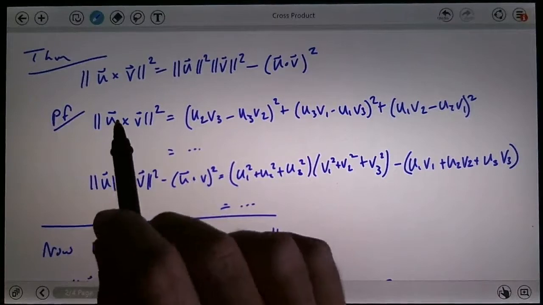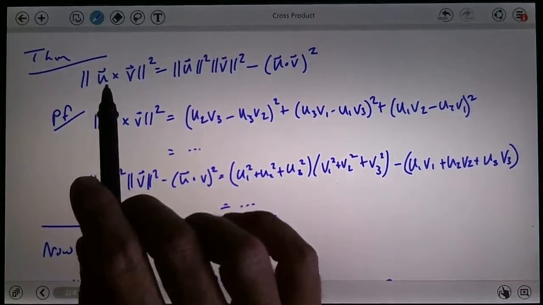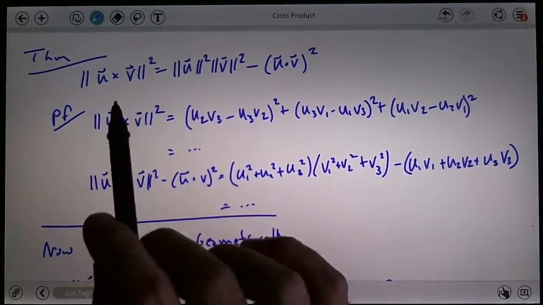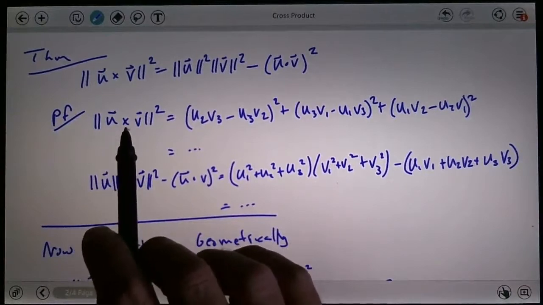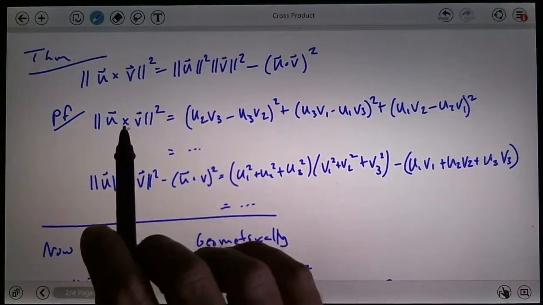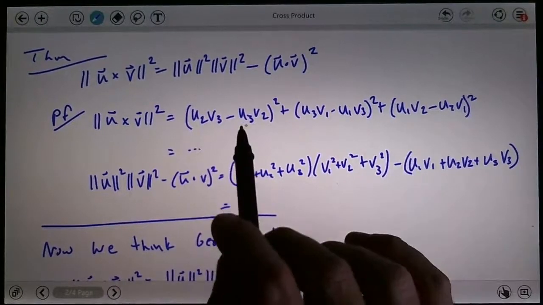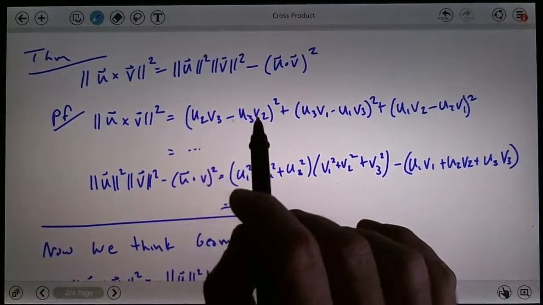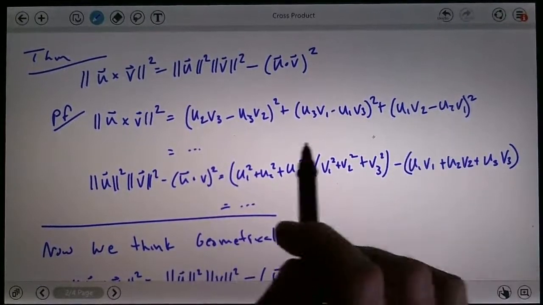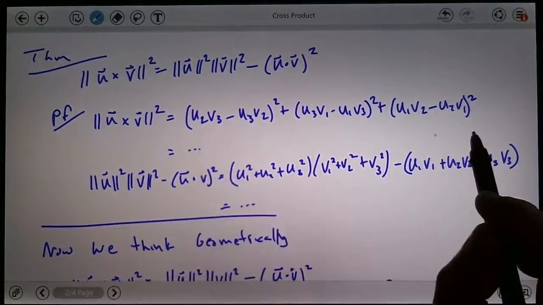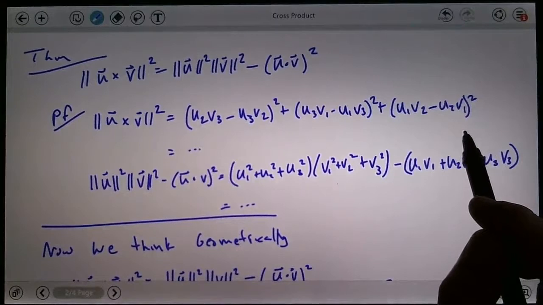Now, the proof of this is rather unenlightening. The way you do it is you say, if the vector u is u1, u2, u3, and the vector v is v1, v2, v3, then by the definition, we know what the three components of the cross product are. To find the length squared, we just square each of those components and add them up. This is a binomial, so you FOIL it out, and this is a binomial, FOIL it out. So you get a big long expression in terms of u1, u2, u3, v1, v2, v3.